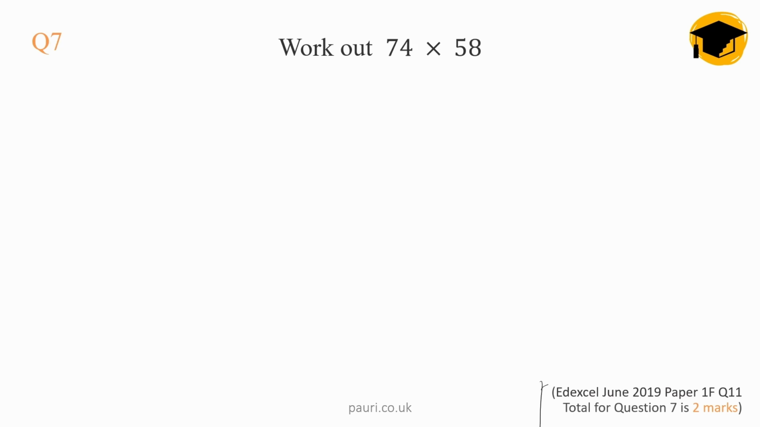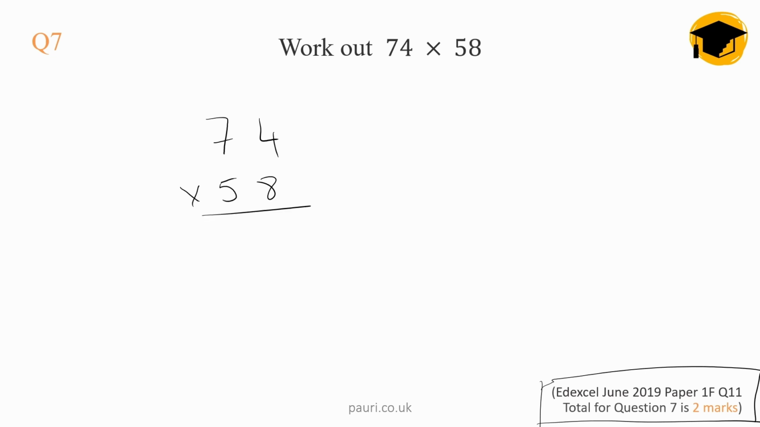Next question we can see is an exam question from June 2019, and it's 2 marks. So 74 times 58. Notice that this is in the foundation paper over here, paper 1. So starting from the right hand side, 8 times 4, 8, 16, 24, 32, got 3 up there. 8 times 7, so again, 8, 16, 24, 32, 40, 48, 56, add 3, 59.